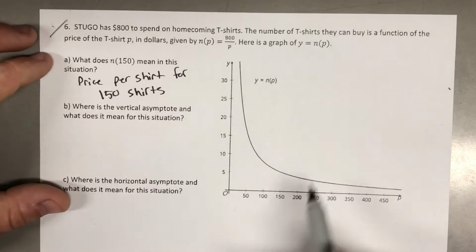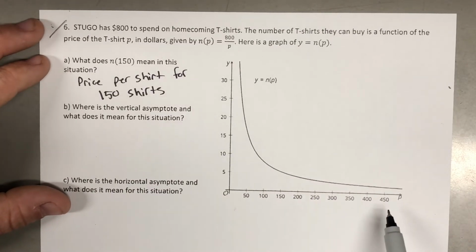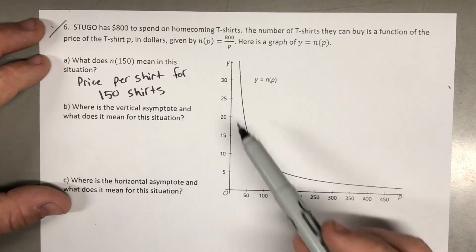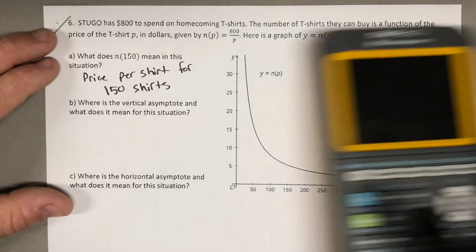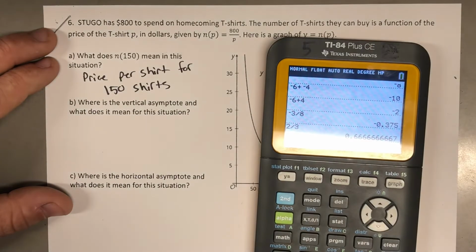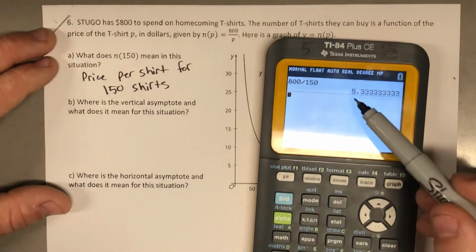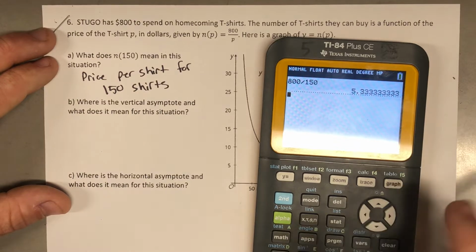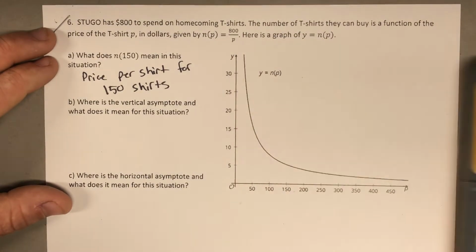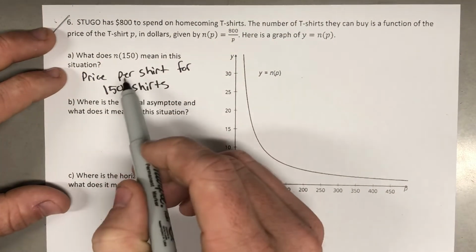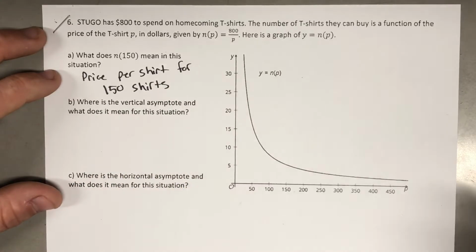All right, so the bottom right here, this is the number of shirts that we're purchasing. And then the top is how much each shirt costs based off that number. So if I did some quick math, I have $800 to spend divided by 150 t-shirts. It's going to be $5.33 a shirt. That's what this would be. So it represents the price per t-shirt.